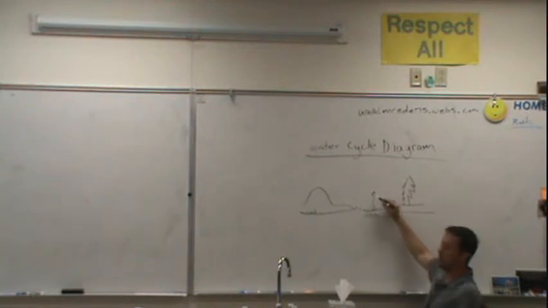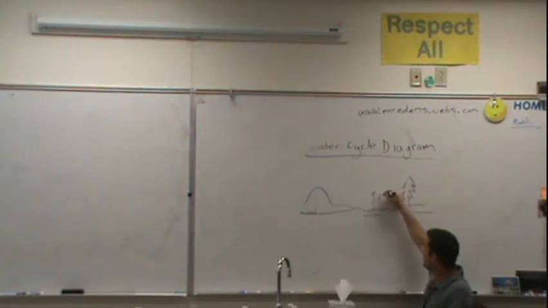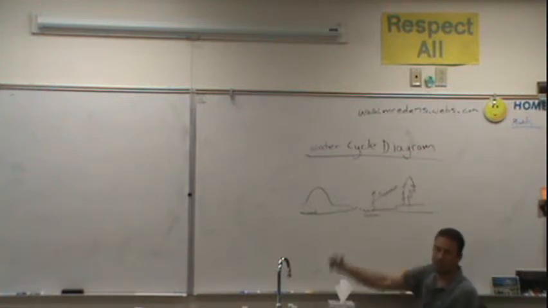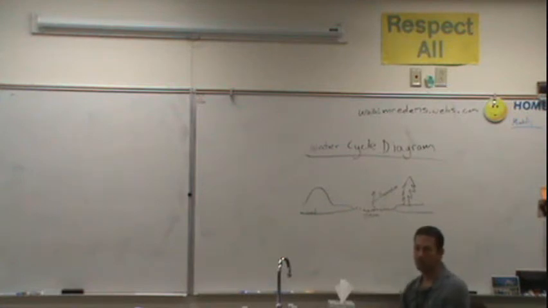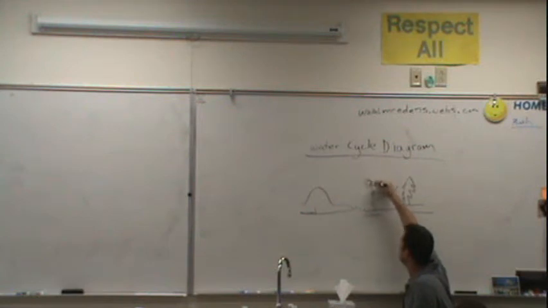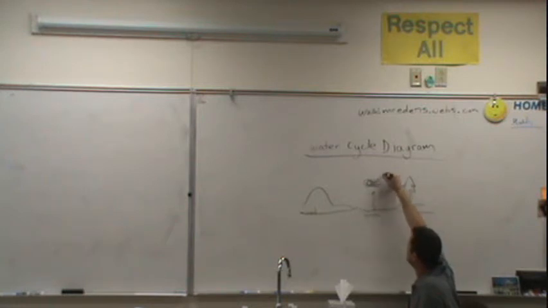So the water evaporates, and it rises in the atmosphere. So here is evaporation. This squiggly arrow is evaporation. And as it goes up into the atmosphere, it cools down and condenses, forming clouds. And so this is where condensation is happening.